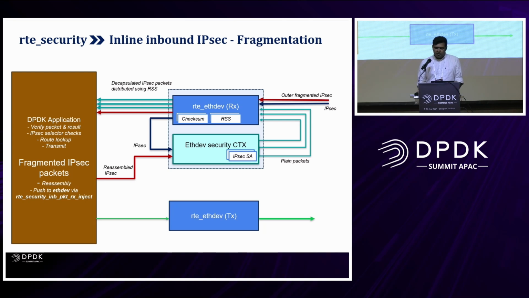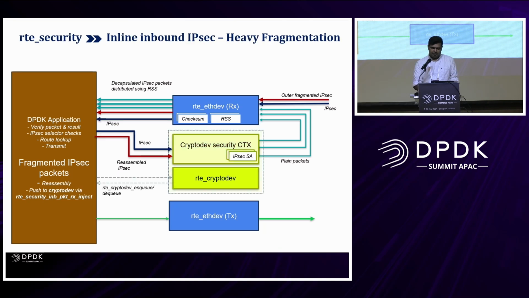So what we have covered here is the usage of the RX Inject API when implemented by the security context of an Ethrev. Even though we can handle fragmented packets properly, it still cannot prevent mild reordering of fragments with respect to the regular inline IPsec packets. So what's the problem with mild reordering? First, some IPsec implementations require that there should not be any reordering. It is a hard requirement from certain IPsec implementations.